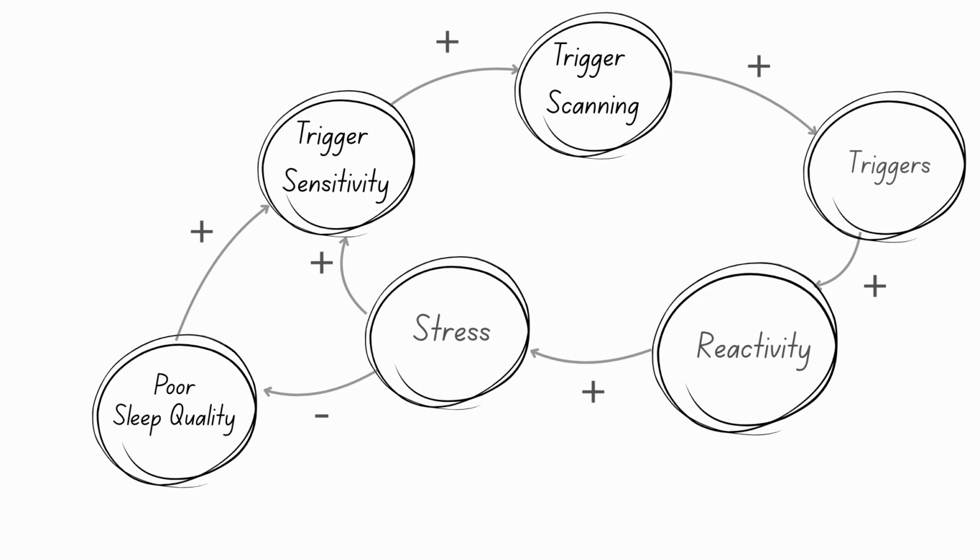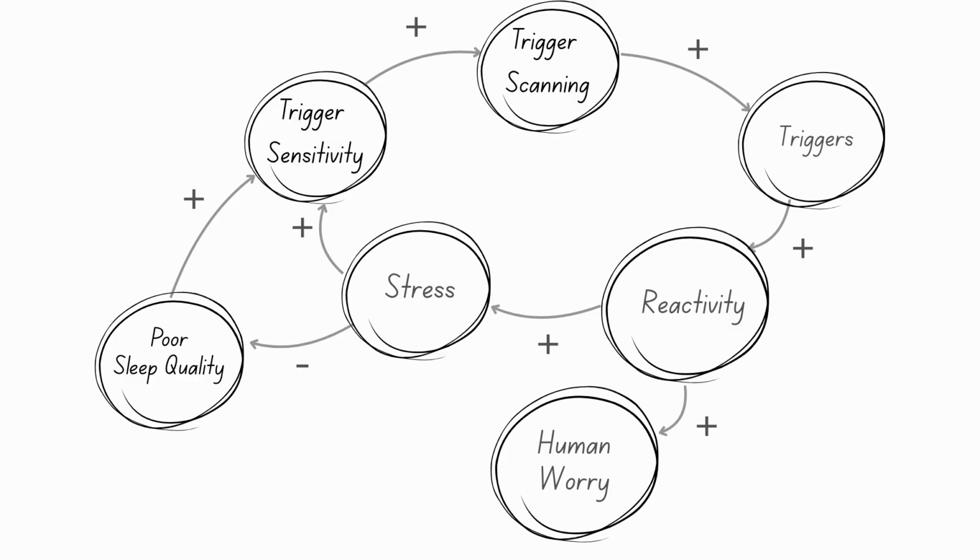So let's look at your diagram and find the reactivity variable. Let's think about what happens when the dog reacts, when they bark, lunge, or show stress behaviors. The human sees this and they worry. They think my dog is getting worse, or what if they bite someone, or everyone's staring at us. So let's add in a new variable, human worry. Okay, draw an arrow from reactivity to human worry and put a plus sign, because more reactivity creates more worry in the human, right?